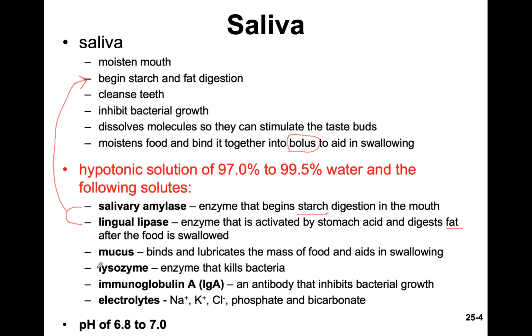These are types of enzymes that kill bacteria. This is not an enzyme that breaks down food. It is simply there to help with cleansing of the teeth and inhibiting bacterial growth.